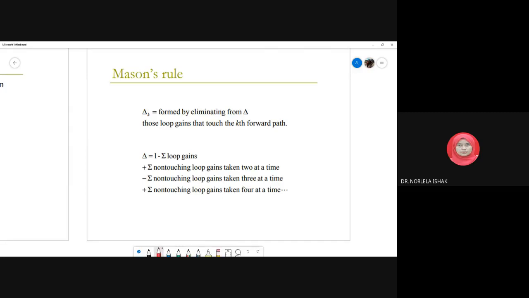Okay, this is called the determinant, right? And then this one is called the cofactor. Okay, this is called the cofactor.